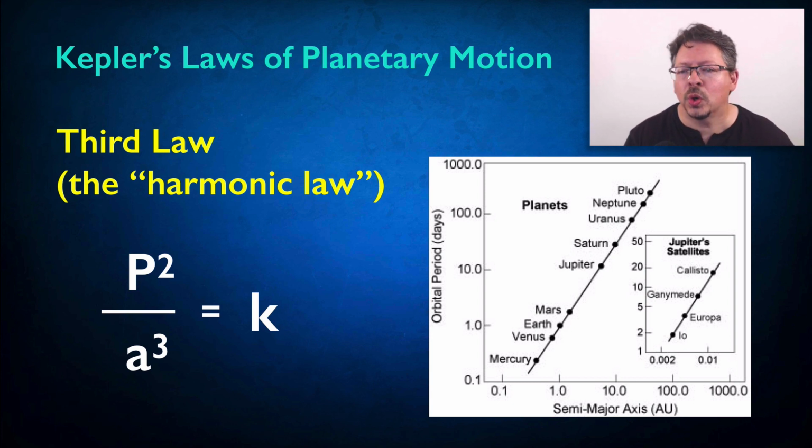In other words, if you square the year of each planet and divide it by the cube of its distance from the sun, you get the same number for all the planets. You can plot this, and all the planets line up right where they should. It even holds for the orbits of moons around a planet, like the moons of Jupiter.